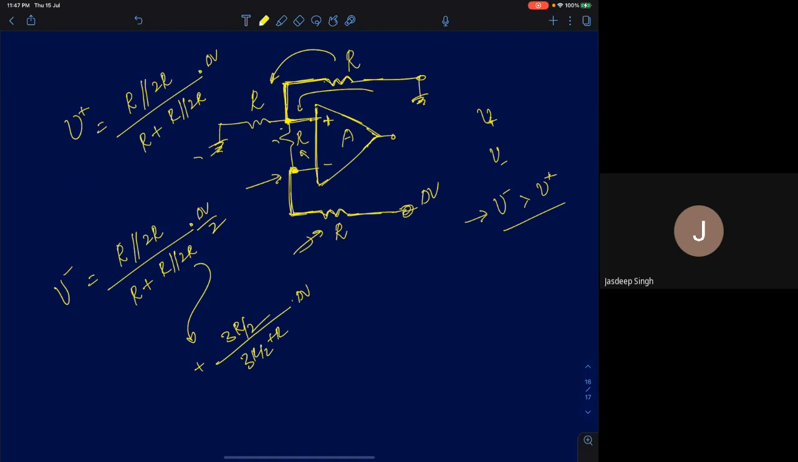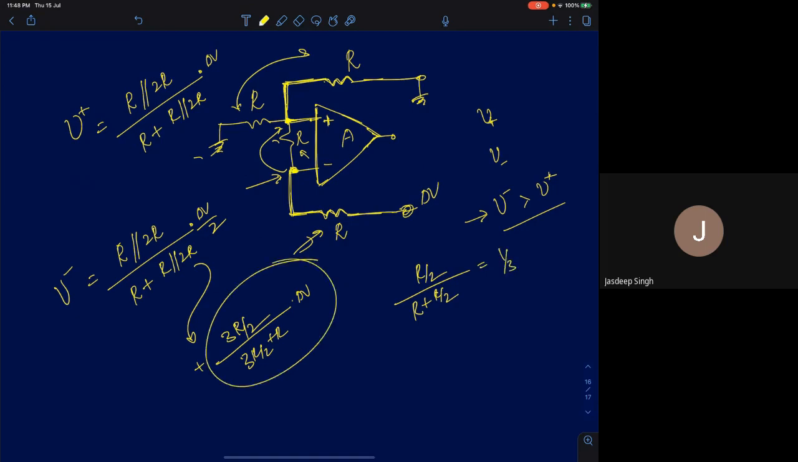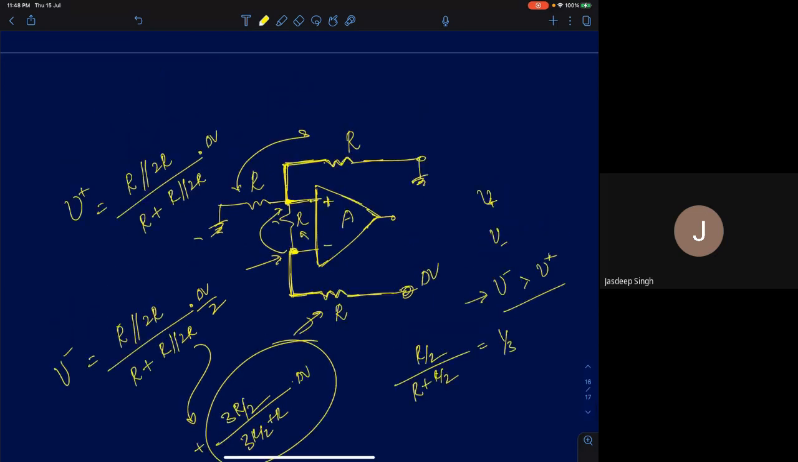And again, a fraction of V minus will appear at this node as well, because you have R and R in parallel. So it's going to behave like a potential divider here. So that will be R by 2 upon R plus R by 2. So that will be 1/3. Okay, so 1/3 of this term is going to appear here. So you'll have plus 1/3 of this term here.